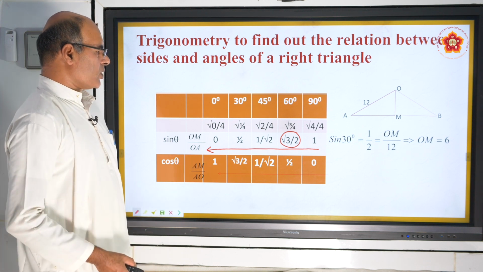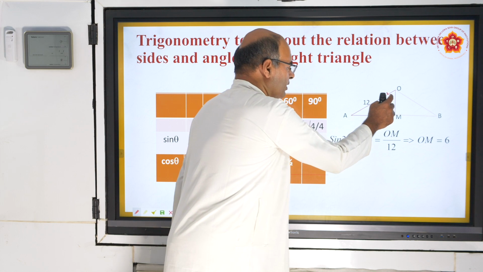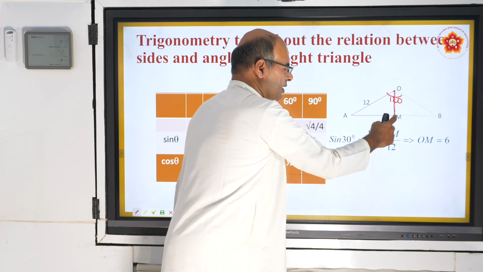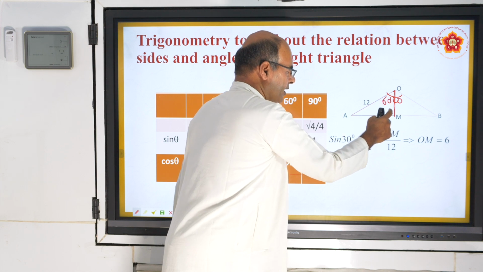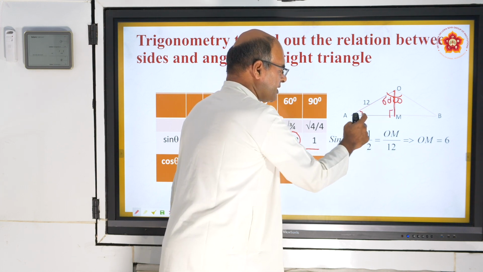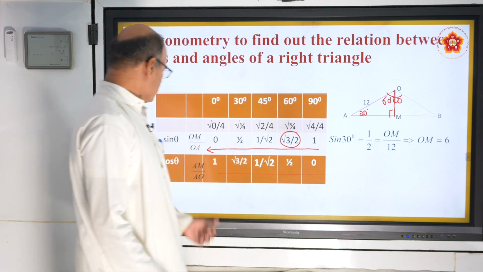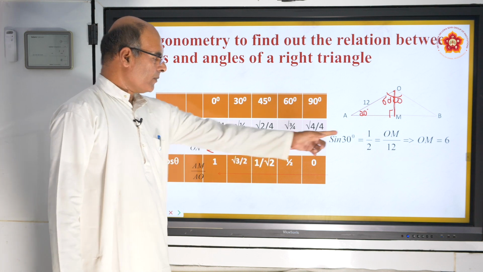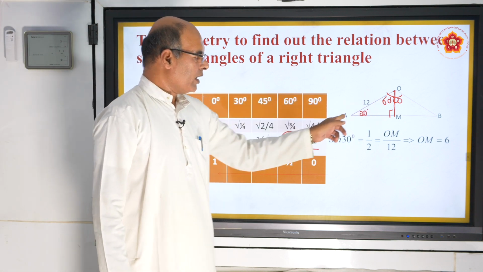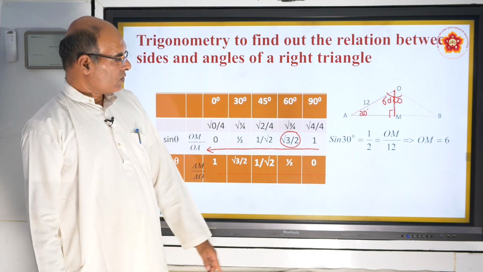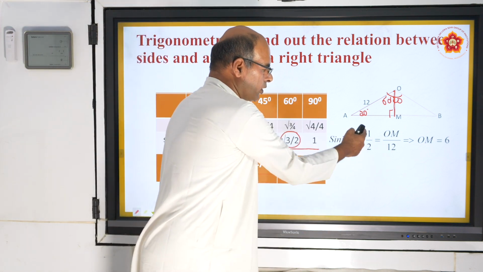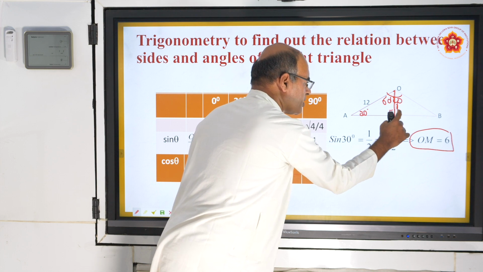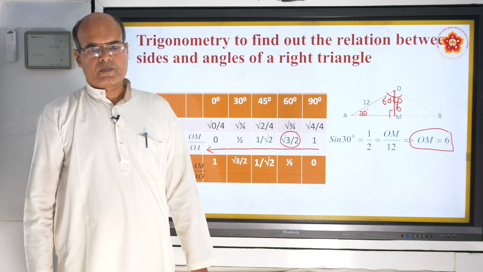So in our previous question it is given that this angle is 120 degree. This line bisects it, therefore this is 60 degree, and here it is a right angle, therefore this angle is 30 degree. So using this table we can calculate cos 30, which is the ratio of OM by OA. Therefore OM is equal to 12 by 2, that is 6 centimeter. In our previous question OM is 6 centimeter.